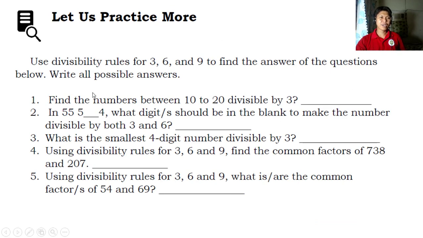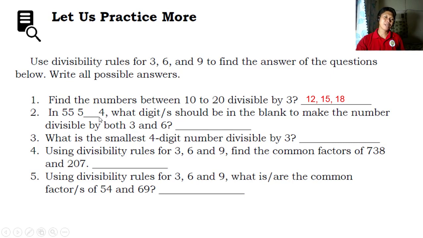Let us practice more. Use divisibility rules for 3, 6, and 9 to find the answer of the questions below. Number 1, find the numbers between 10 to 20 divisible by 3. So, start tayo sa we have 12, 15, and 18. Okay? Next, number 2. Itong number na to, ano daw yung dadagdag para maging divisible by both 3 and 6?